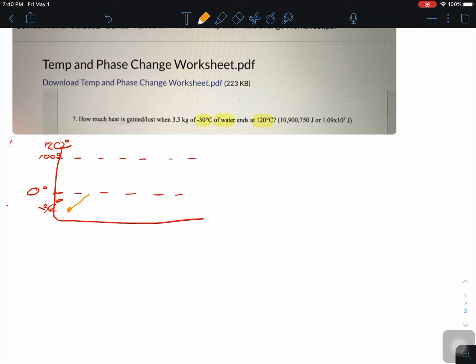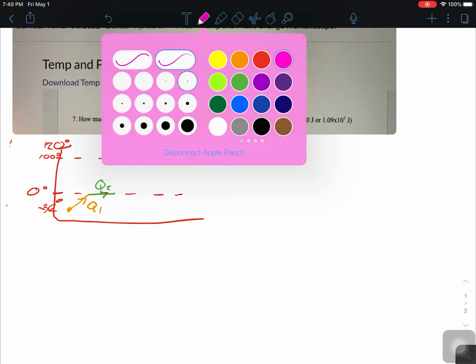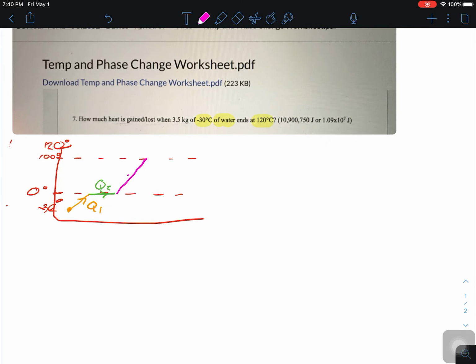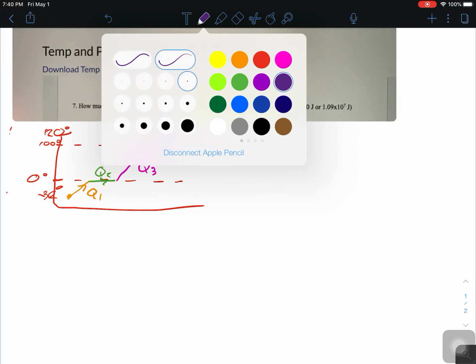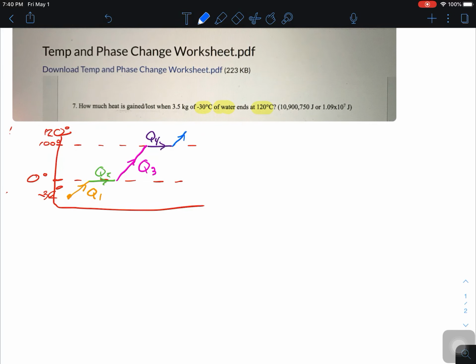So from here to the phase change, that's going to be Q1. Then it's going to melt. That's Q2. Then the liquid water is going to heat up. That's Q3. Then that water is going to boil. That's another phase change. That's Q4. And then lastly, let's get a different color. Lastly, we're going to get Q5. That's going to meet up here at that 120 degrees, and that's going to be Q5.